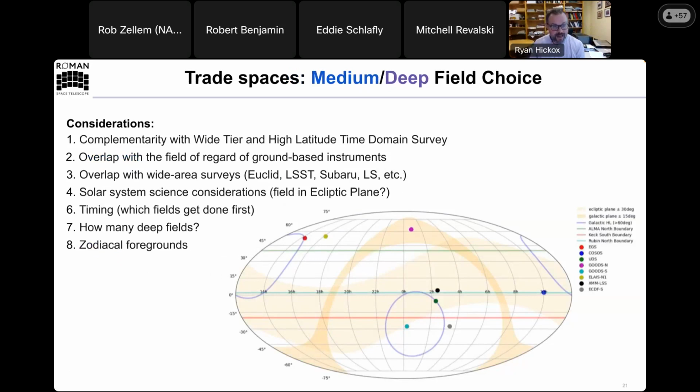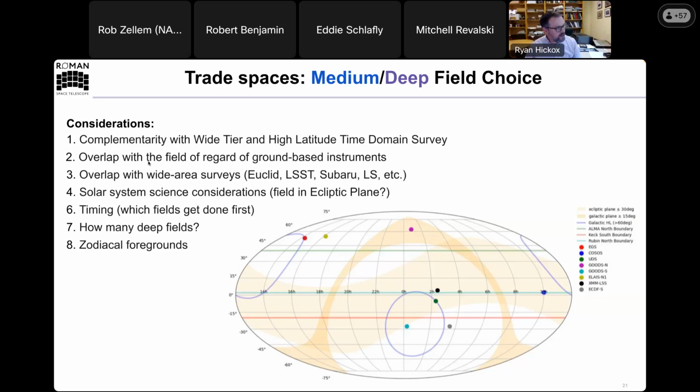Okay, so another consideration has to do with where we put these fields. They're pretty big, but at least at the moment, we're not thinking of covering the whole sky. So we're talking about somewhere up to 2,000 square degrees, and then smaller areas in the deep fields. There are a lot of considerations here. This is a complicated trade space, and so I don't have any clear conclusions for you. I can go through one particular iteration of what this might look like later on if anyone's interested. I have that in my backup slides.